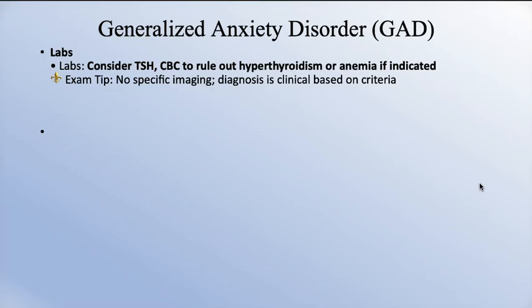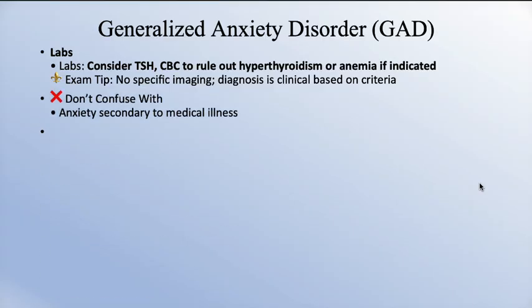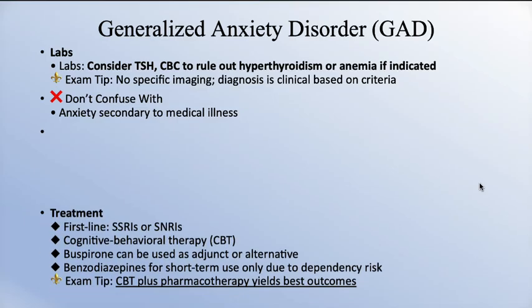Labs. In general anxiety disorder, consider running TSH and CBC to rule out hyperthyroidism or anemia if it's indicated. Exam tip, there is no specific imaging needed to diagnose. This is based on clinical criteria. Don't confuse this with anxiety that could be secondary to a medical illness.